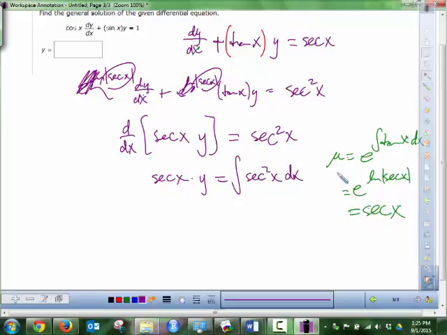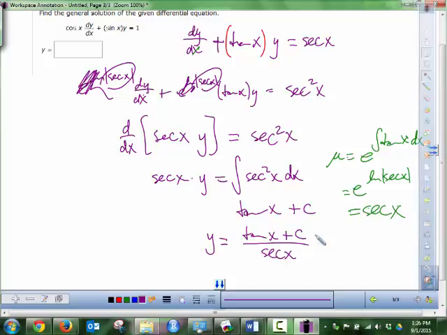What's the integral of this? That's just tangent, right? So this is where you want to make sure you include the plus c business. And then now you're going to divide by secant to solve for y. So you get y is equal to tan x plus c divided by secant x.